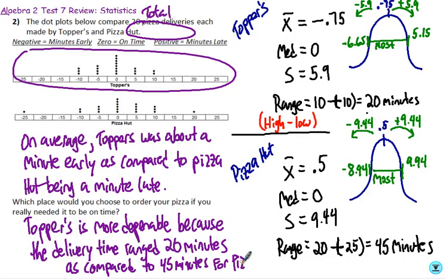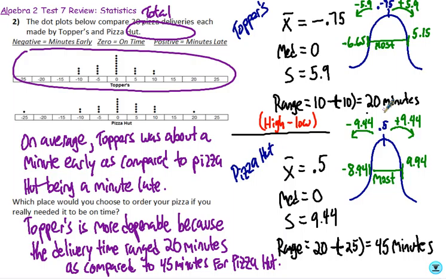So this is where we're trying to speak to the dependability part to say that, okay, who can you count on? Who's more consistent? Well, a smaller range indicates that they're more consistent, right? It isn't a dramatic swing from one to the other. For Pizza Hut, it's more dramatic swing, 20 minutes late, 25 minutes early. So that means that they're less dependable. So there's a greater range there. So with a range of 45 minutes, we would say that they're not as dependable or as consistent as Toppers is with a range of 20.